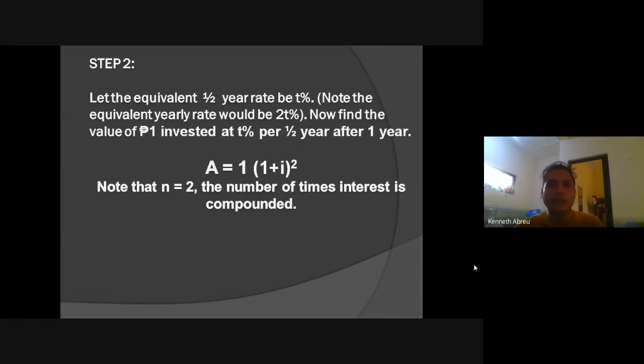Second step, let the equivalent half-year rate be T%. We need to note that the equivalent yearly rate would be 2T%. Now, find the value of 1 peso invested at T% per half year after 1 year, given the formula A is equal to 1 times 1 plus I raised to the second power. Note that N is equal to 2, the number of times interest is compounded, because we are talking about half year, and for 1 year we have two half years. That's why N is equivalent to 2.